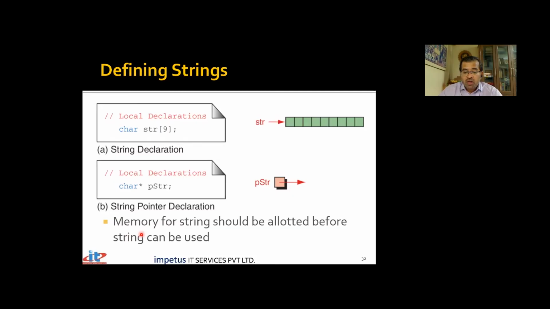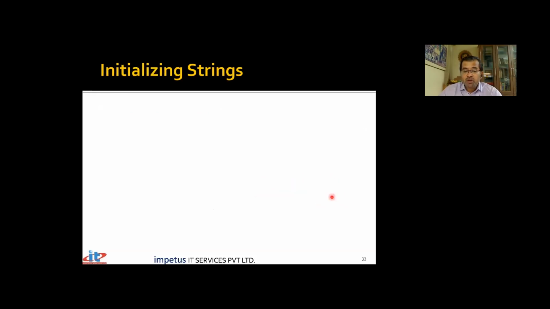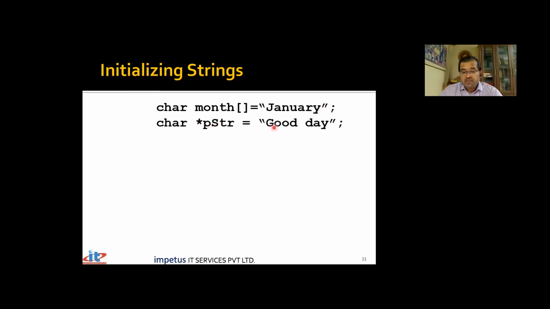But if I have to store something, you'll have to allocate memory for it. Memory for a string should be allocated before the string can be used. If I say p star is equal to bye bye, you'll first have to make sure that enough memory is allocated to store bye bye, and then p star should be pointing to that particular block of memory. I can say char month is equal to January. That's okay. January will get stored, and one more backslash 0 will get stored. I can say char star sptr is equal to good day. That's a string constant, and sptr is a pointer which is pointing to the address of G.